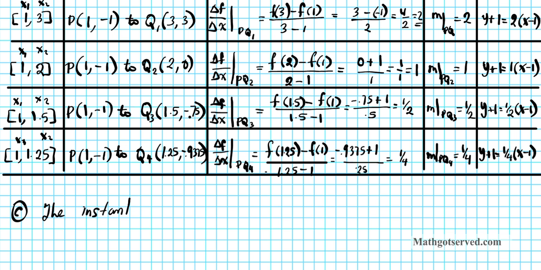The instantaneous rate of change at x equals 1 is, what do you think it is? You notice how it's getting smaller and smaller? It's approaching 0. So let's guess, it looks like 0 should be a good guess. Okay? Approximately 0. But we're not 100% sure. It's approximately 0. All right?